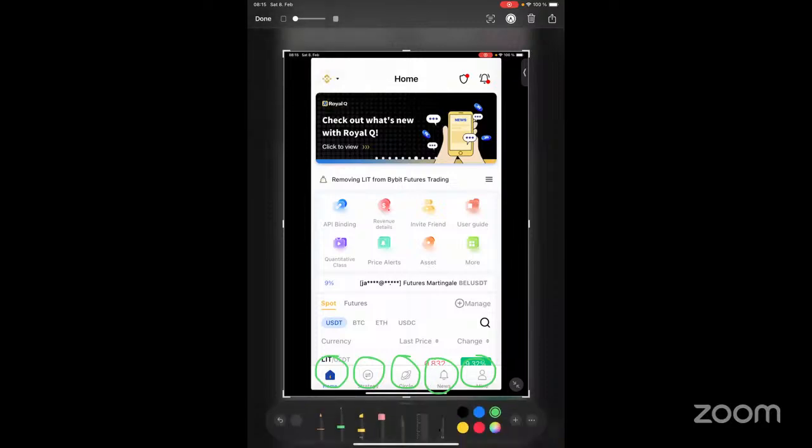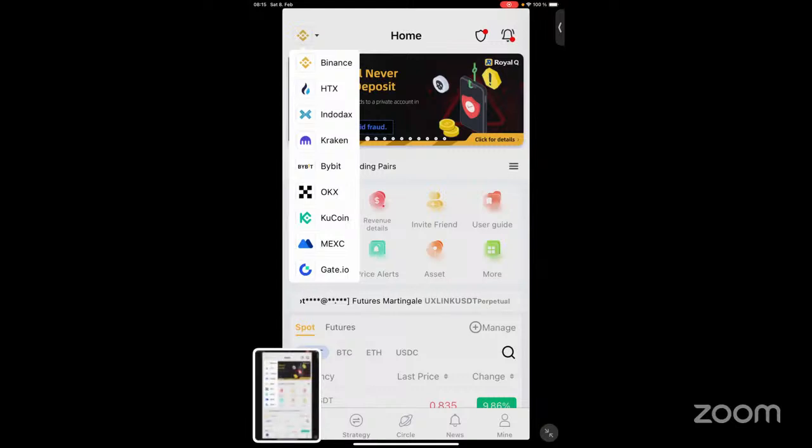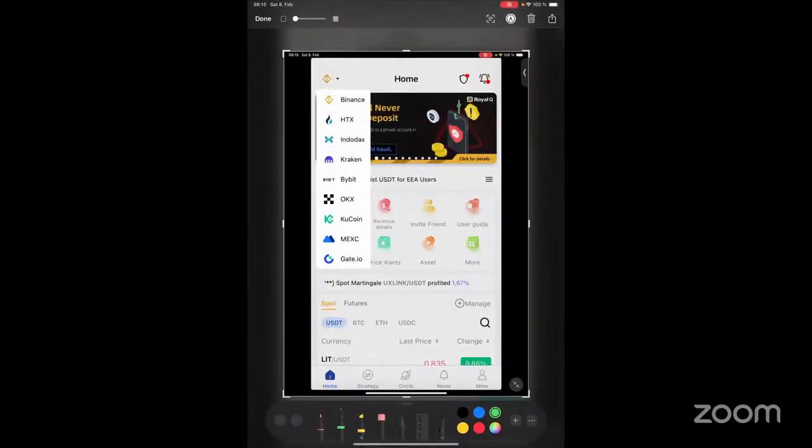All the things under the home button. Okay, so let's look at the top. We will be on the home tab for now. So at my top left corner, you would see all the exchanges. Okay, there is a drop down arrow. Anytime you see a drop down arrow, it tells you that there are other things below. Okay, so if you're interested, you can tap on it to see.